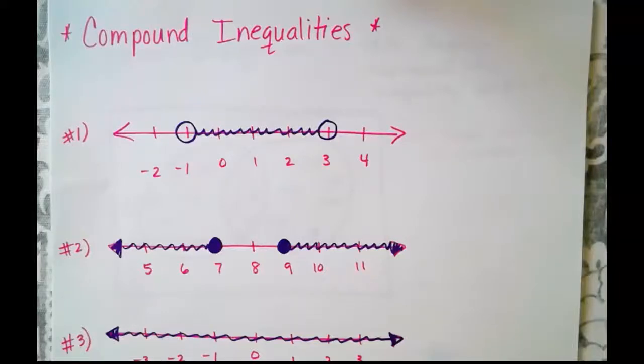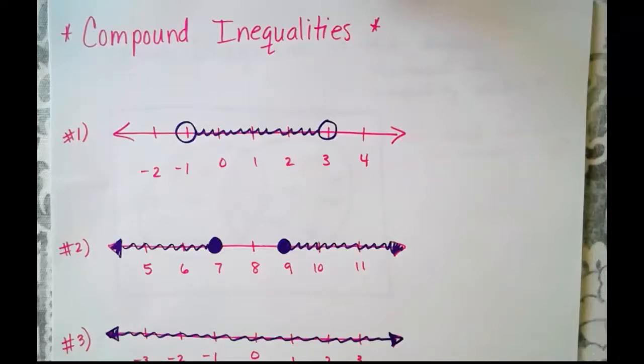Today we're going to talk about compound inequalities. And you already know what a compound word is. Some of my favorite ones are sunflower, sun plus flower, and you get a sunflower. Cup plus cake gives you a cupcake.